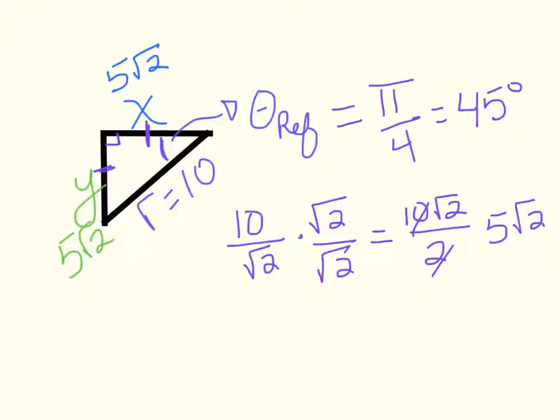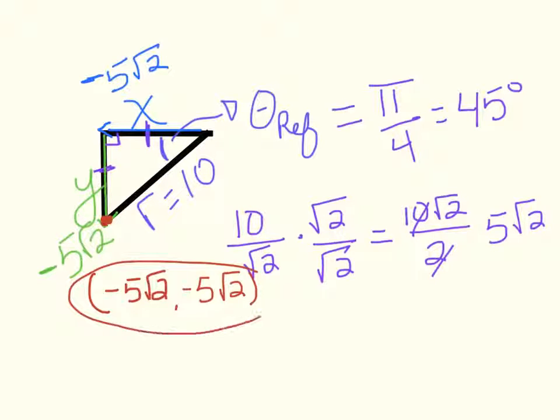But now we need to pay attention to the directions that these things are heading in. So the x is going this direction. So that's a negative x. And the y is going down. That's a negative y. So our final coordinates here at this point will be negative 5 root 2 and negative 5 root 2. That's our final answer.